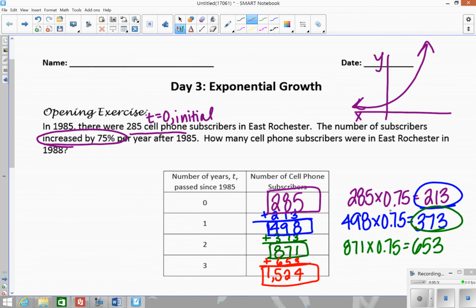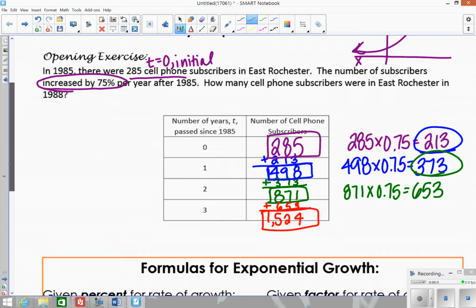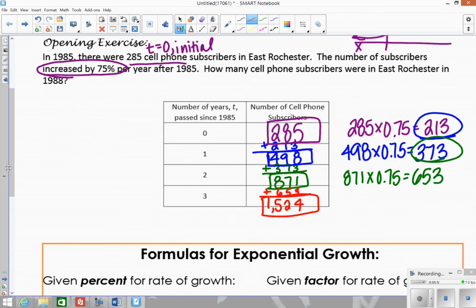And what that would do is it would take your previous amount and it would find the percentage and it would add on this 213. So I could have multiplied this by 1.75 every time and I would have gotten these values that are boxed in. So that kind of leads us to the formula, and formulas are helpful because what if you had to do this for 50 years?